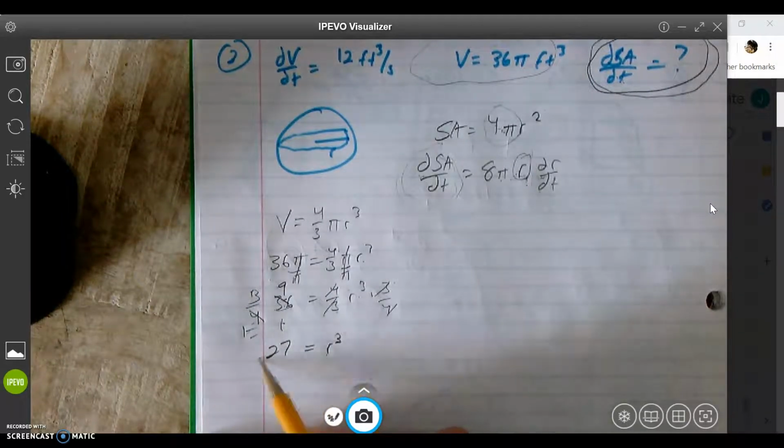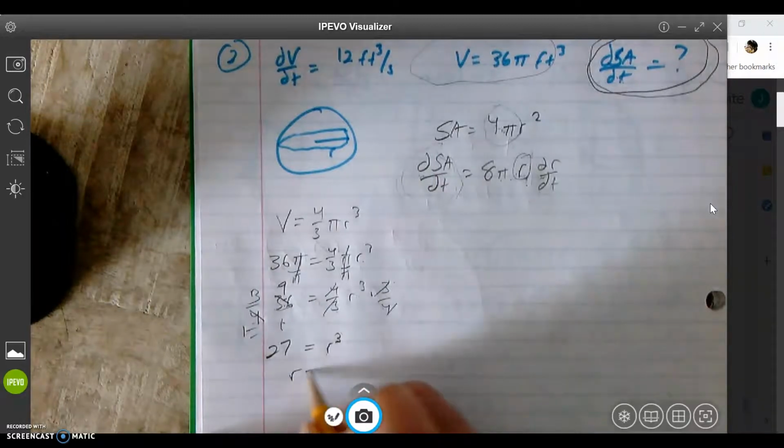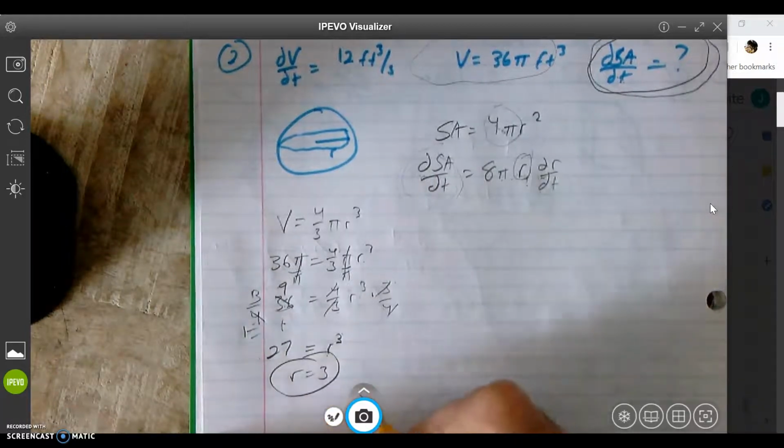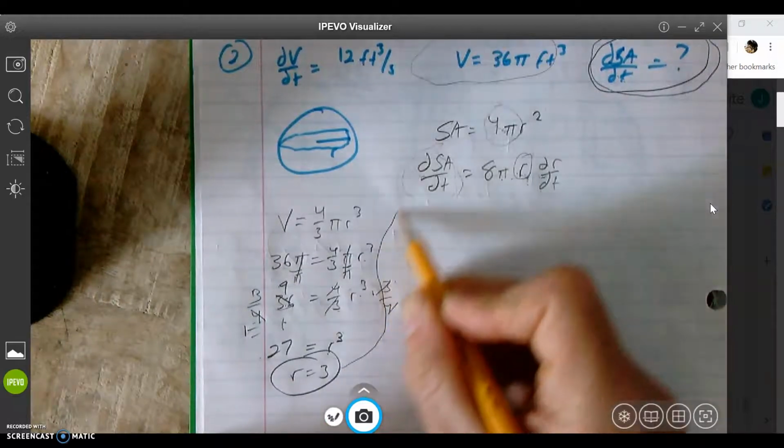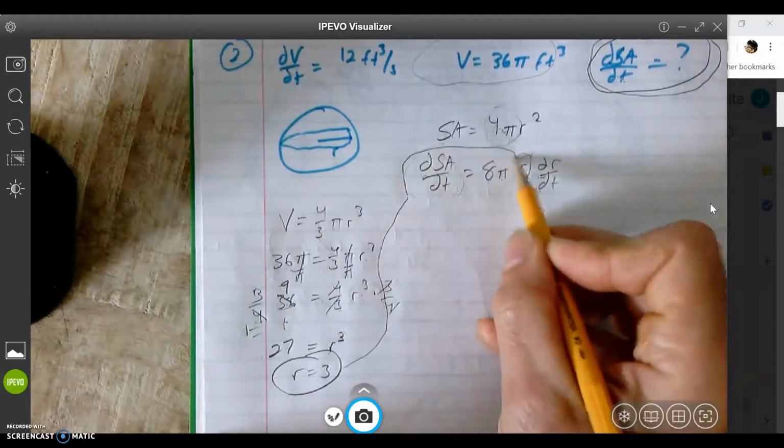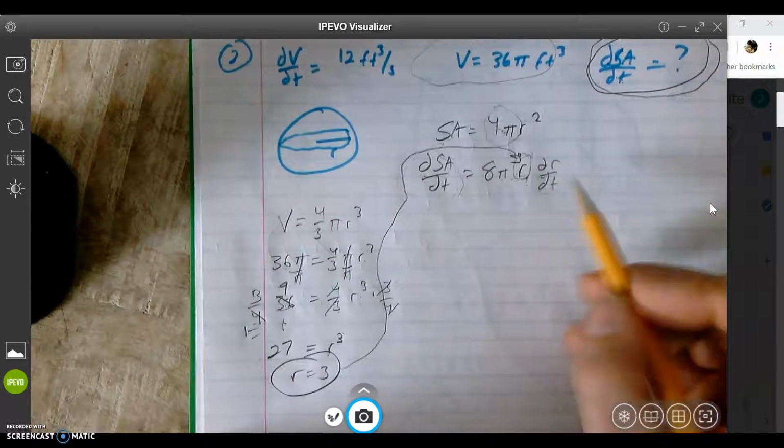Ooh, what number to the third power is 27? Yeah, that would be 3. 3 to the third power. So, yeah, there we go. Next, dr/dt.